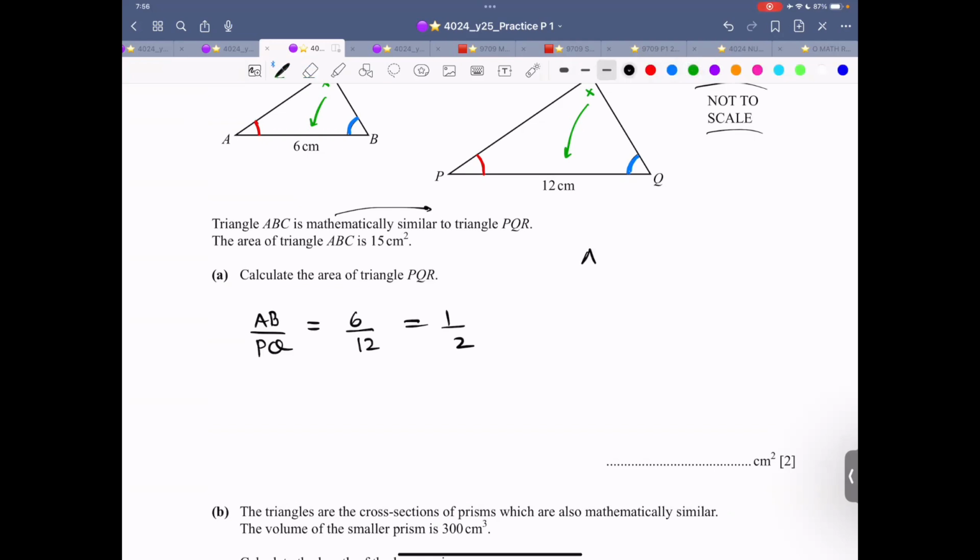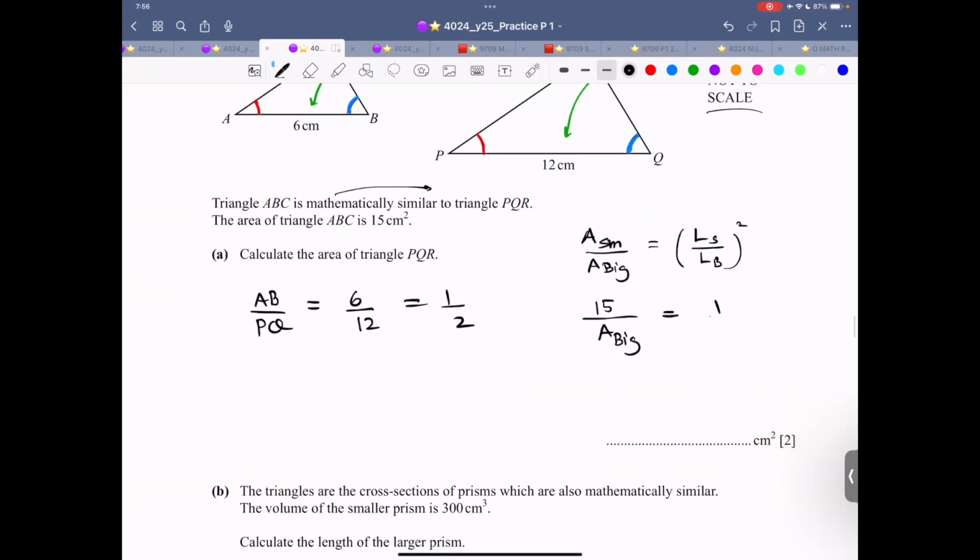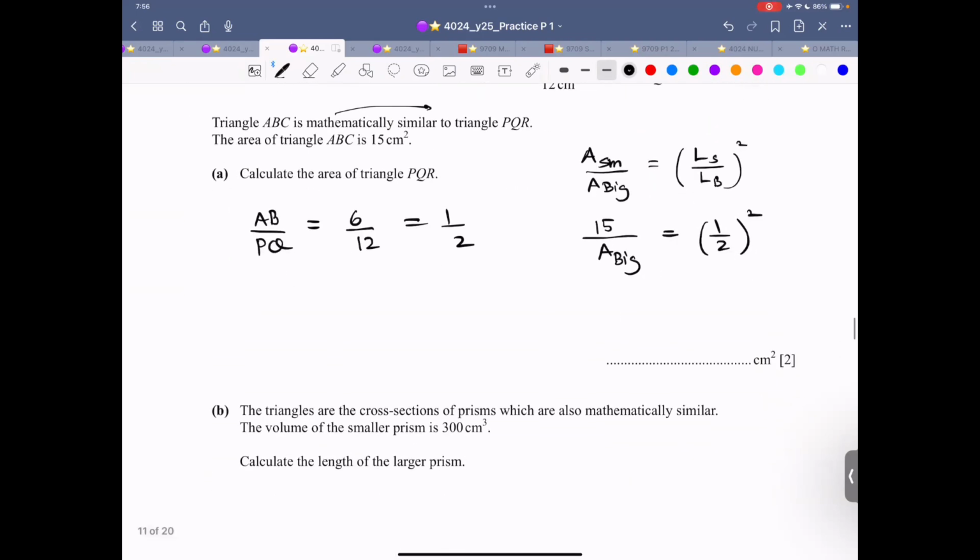And ratio of areas, area of small to area of big, that is length of small to length of big whole square. Area of small is 15. Area of big is that we are looking for. ABC is small and PQR is big. And this is 1 is to 2 whole square. So 15 over area of big is 1 is to 4, cross multiply. Therefore, area of big comes out to be 60 centimeters square.